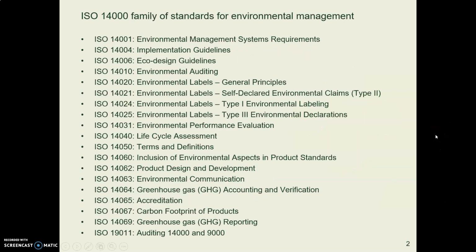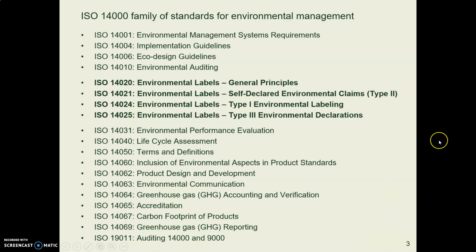Here is the list of standards in the ISO 14000 family. So you can see there are some general guidelines, some labeling, life cycle assessment. Down here is the greenhouse gas inventory protocol, and so forth. And at the very bottom here is auditing. Let's think about labeling just a little bit. That's the 14020 category.